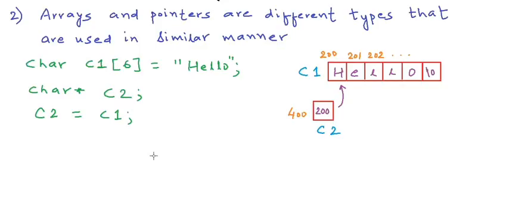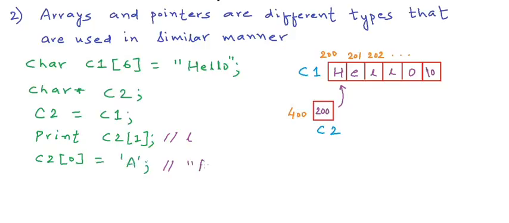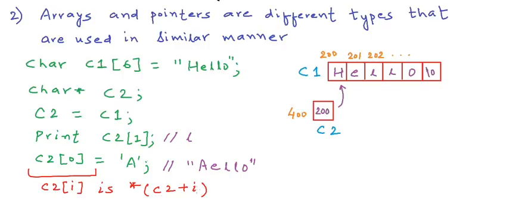Now we can use this variable C2, which is a character pointer, just like C1, to read and write into the array. So if I write something like print C2[1], then the output will be L. And we can even modify the array. Let's say we want to modify the character at 0th index to A. So the string will be modified and will become this. When we write C2[i] for any position i, it is nothing but *(C2 + i). So C2 is the base address. C2 plus i will take you to the address of the ith element.